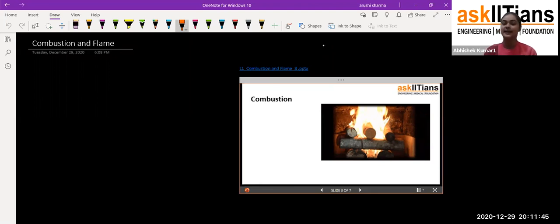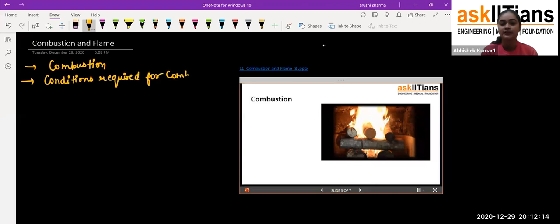We are going to start with the chapter now. So, students, today we are going to discuss two topics. First of all, we are going to discuss what combustion is, because the chapter is Combustion and Flame, so we should know what combustion is. And the second part which we are going to study is the conditions required for combustion. Now, what conditions we require, we'll see later, because first of all you should know what combustion is, then you'll come to know what the conditions required for it are.